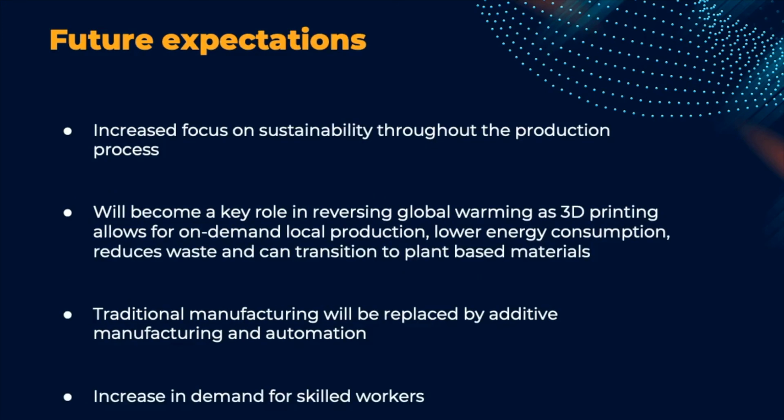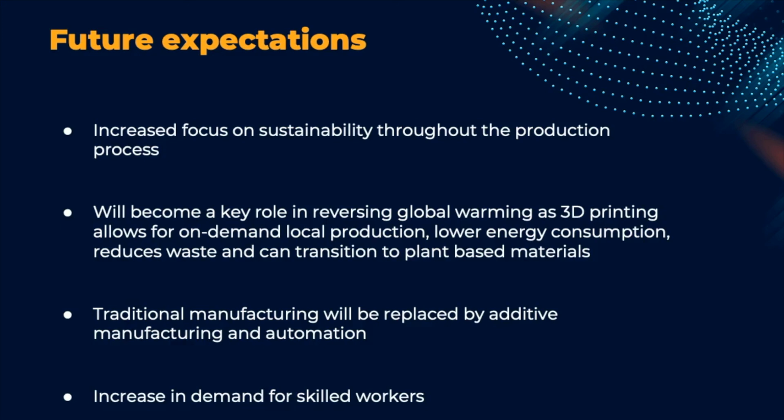We can also expect there to be an increased focus on sustainability throughout the production process of 3D printing. We must make sure that the materials and energy used throughout this production process do come from renewable sources, especially as 3D printing will become a key role in reversing global warming. 3D printing allows for on-demand local production, which can cut transportation emissions. It also allows for lower energy consumption, a reduction in waste, and can transition to plant-based materials.